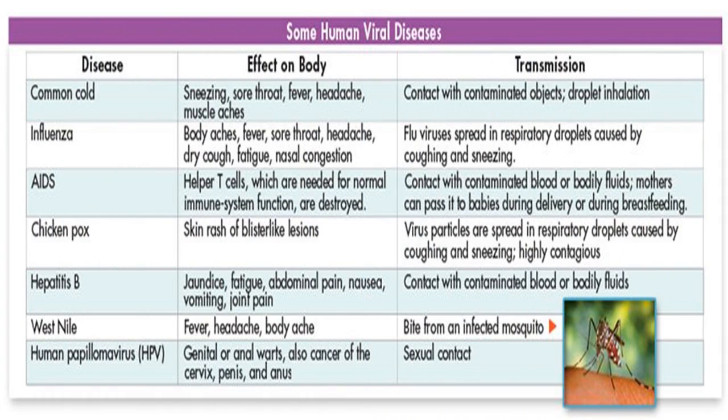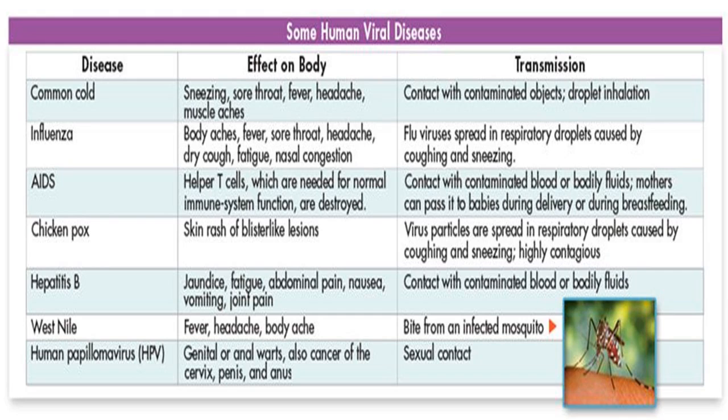Next, some of the human viral diseases, again you can look into here. Some of the common human viral diseases are common cold, influenza, AIDS, chickenpox, hepatitis B, and so on. For common cold, the body is affected with sneezing, sore throat, fever, headache, and muscle aches. These are the symptoms you are going to see here. And transmission is through contaminated objects and droplet inhalation.